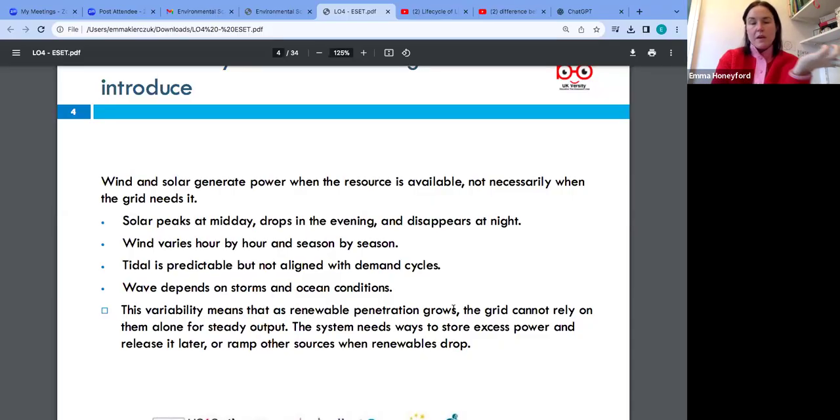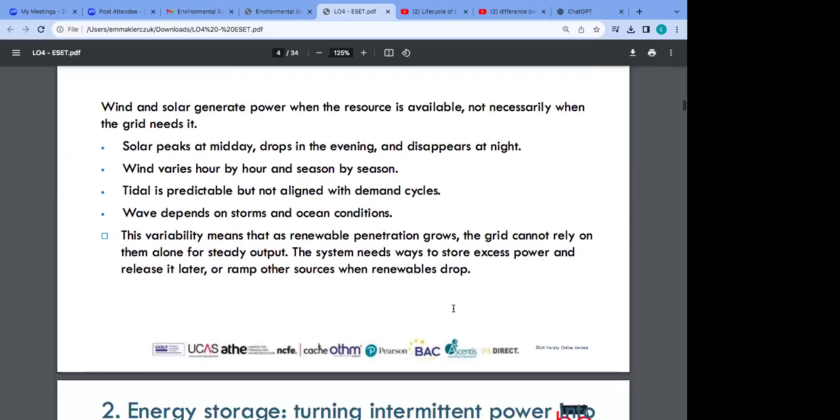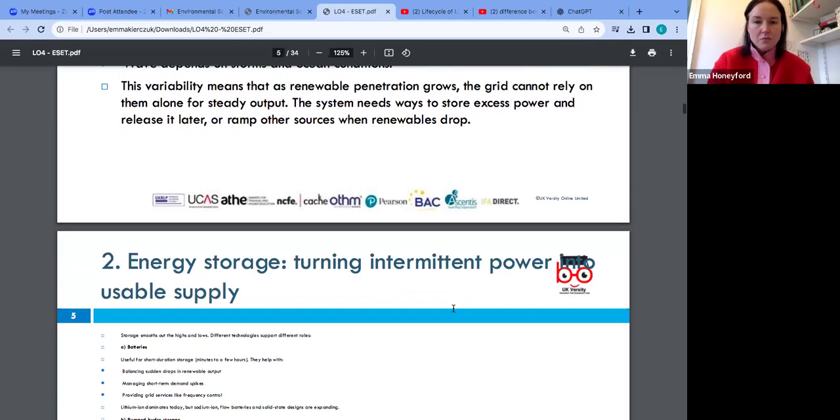Do we look at ways to store excess power from renewable energy and use it when it's not there, when it drops, or do we look to non-renewables when there's that gap? So yeah, it's a bit of a trade-off there.